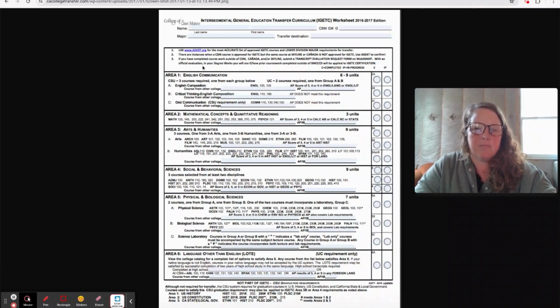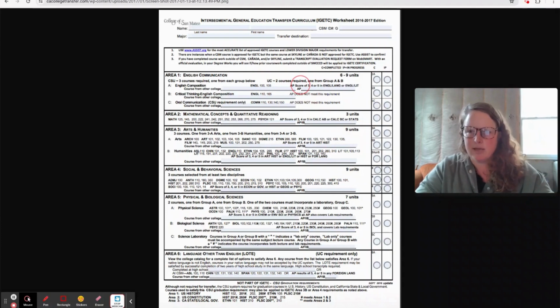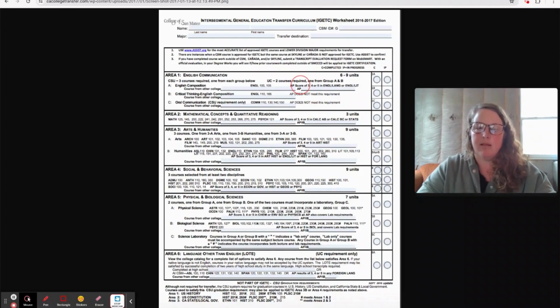And so it says, this is for California. So it says CSU, oh, it doesn't let me do that. Okay. CSU, 3 courses required, 1 from each group. UC, 2 courses required, 1 from group A and 1 from group B. So if you're going to go to UCLA or UC Berkeley or UC San Diego, UC Irvine, you would do that. If you're going to go to Cal State University, LA, Cal State University, Northridge, Cal State Chico, whatever, you would do this requirement.